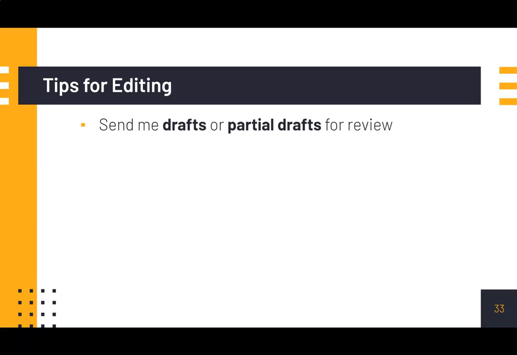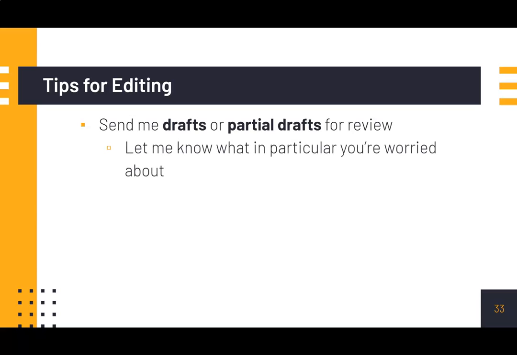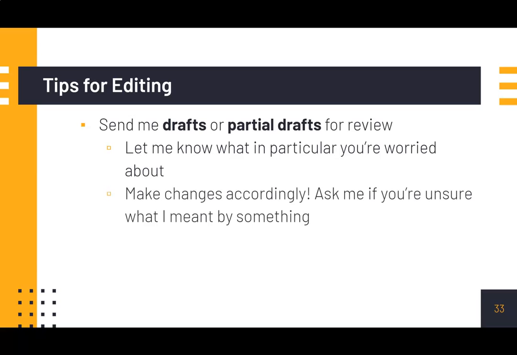Not too many tips here. A lot of you are familiar with strong editing already. Just a reminder that you can send me drafts or partial drafts for review. Helps me out a lot if you let me know what in particular you're worried about. That way I'm giving you feedback that can help you the best. And it's really important that if you get feedback from me or from anybody else, you make changes accordingly. It can be really hard to let go and to change things that we've already written, but it'll make for a stronger paper. And ask if you're unsure what I or somebody else means by our feedback.